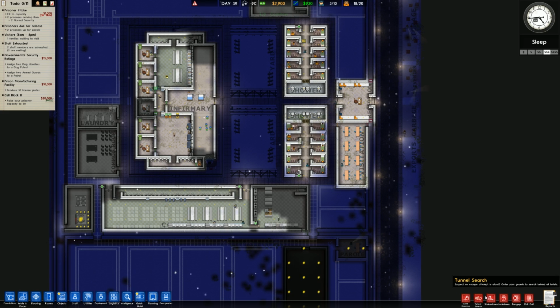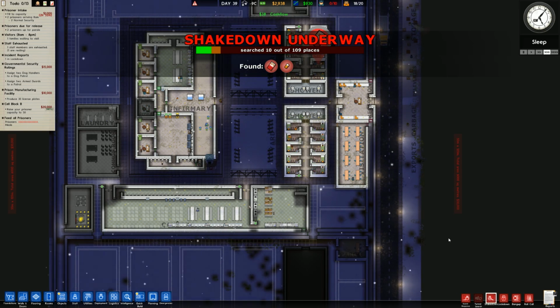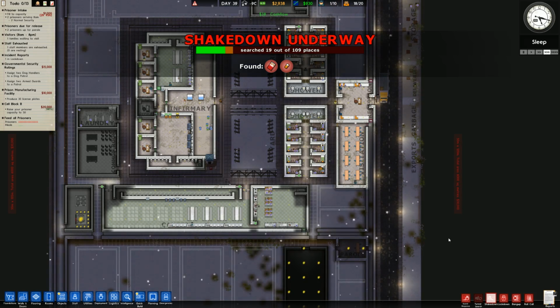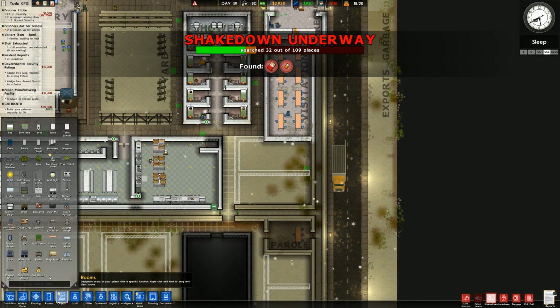I'm going to do a shakedown because, quite frankly, we gain money from finding things, so let's do that. Yeah, so it's something that we need to put in sooner rather than later, so I think I'll do that now. Let's go over to our objects and then to radiator.